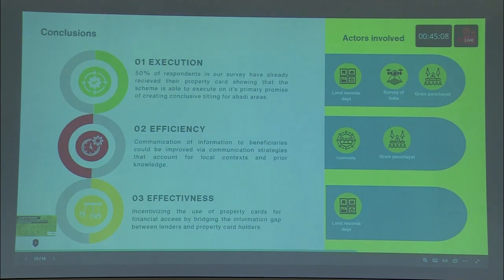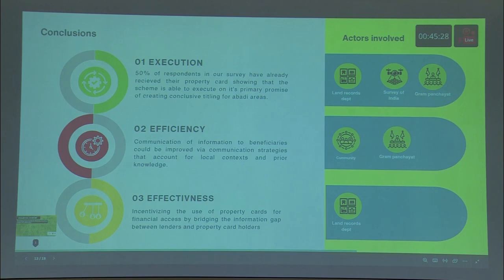In terms of conclusions, I have divided them into three things: execution, efficiency, and effectiveness. In terms of execution, as I said, 50% of respondents in our survey have already received a property card, showing that the scheme is able to execute on its primary promise of creating conclusive land titling for Abadi areas, which was the main goal of Svamitva.